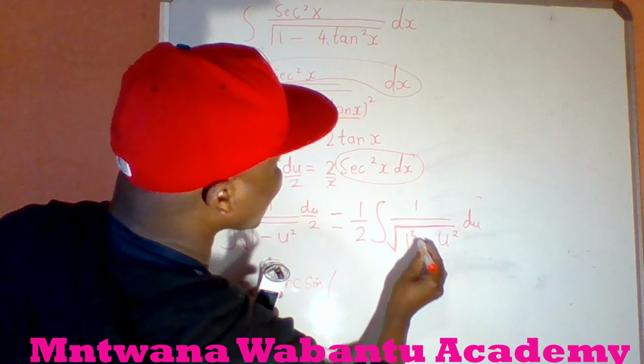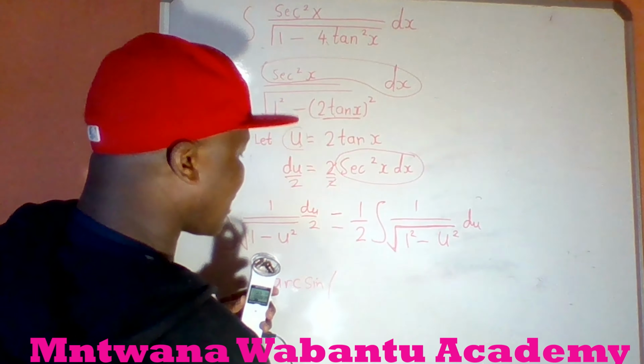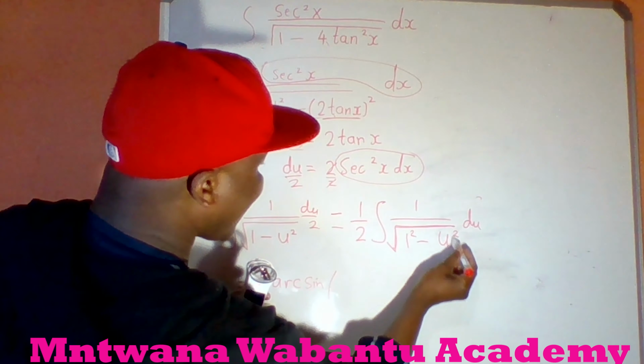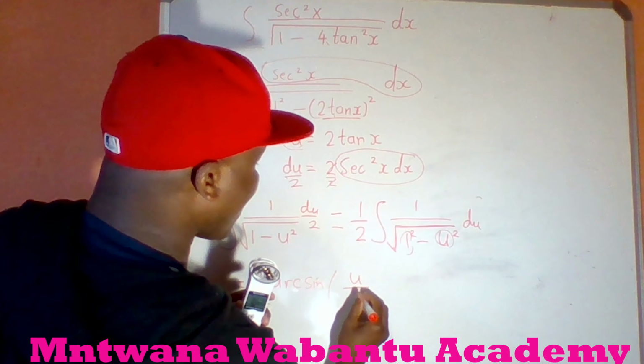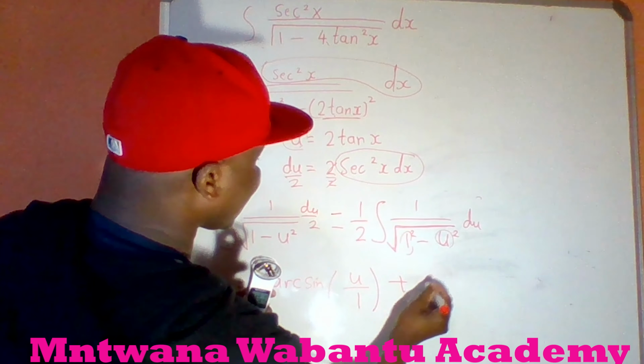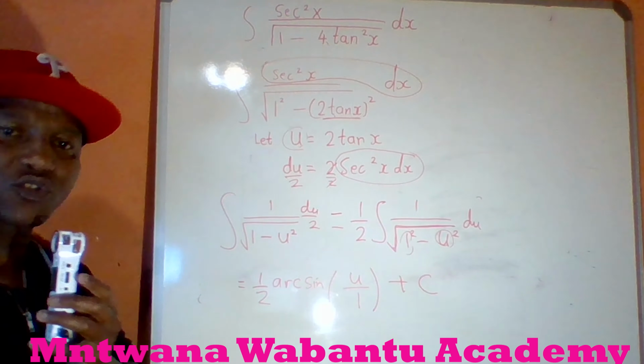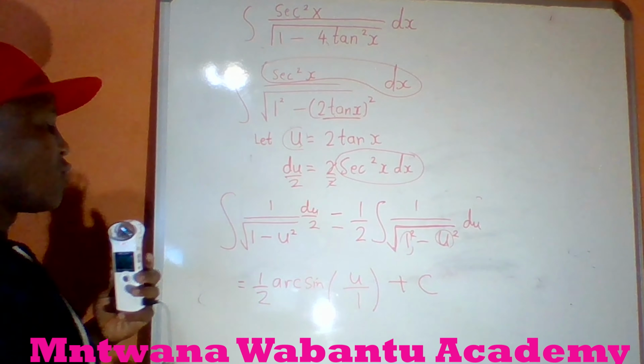Root, number squared minus whatever you have squared. So now take whatever you have here, u with no square, and then take the number with no square over. And then plus constant. Why do we add a constant? Because we don't have a limit. So the next step, we're done with the question.